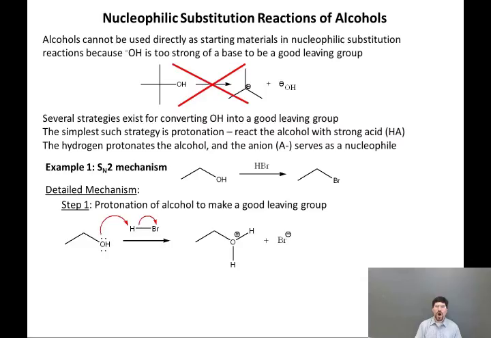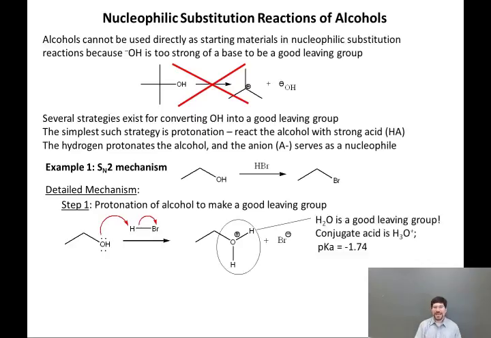So the lone pair on the oxygen serves as the source of the electrons. It serves as a Bronsted base. Is it a strong Bronsted base? No, it's a weak Bronsted base. But if you're using a strong acid like concentrated hydrobromic acid, you will get proton transfer from HBr to the ethanol to make protonated ethanol and Br minus.